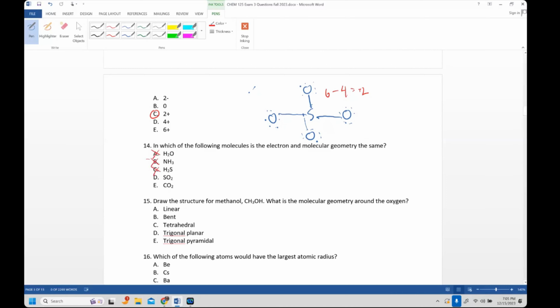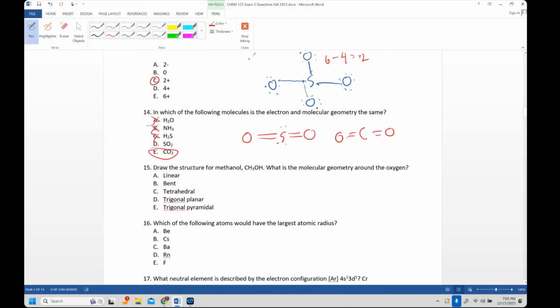H2S, we have lone pairs, so it's going to be bent as well, similar to water. SO2, we have lone pairs. So we have 1, 2, 3, 4, 5, 6. We have 2 double bonds like that, and you're going to have 1 lone pair left over, and it'll be bent. For CO2, we don't have that. So CO2, we have no lone pairs on the central atom, and it's going to be linear. So the molecular and electron geometry will be linear.